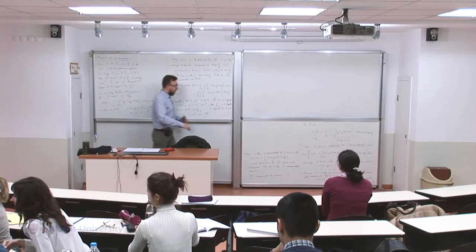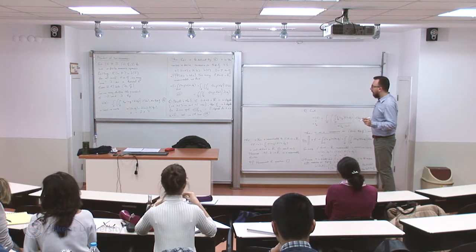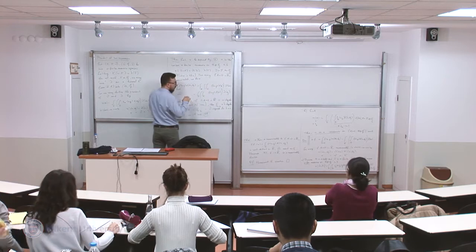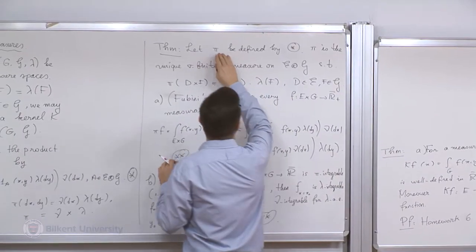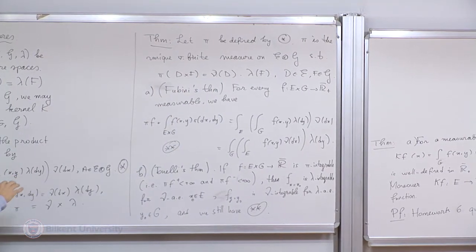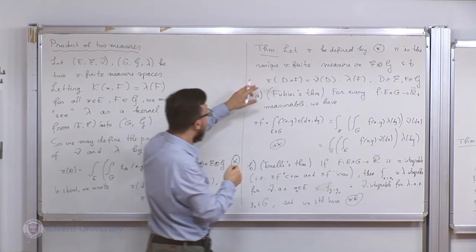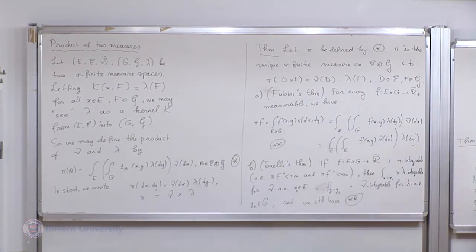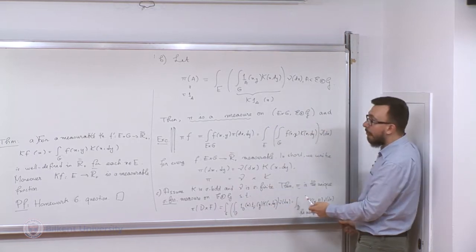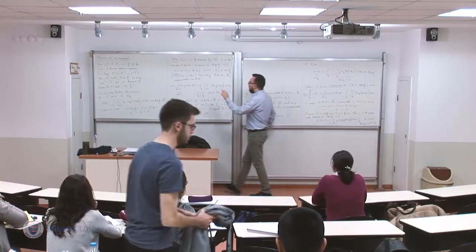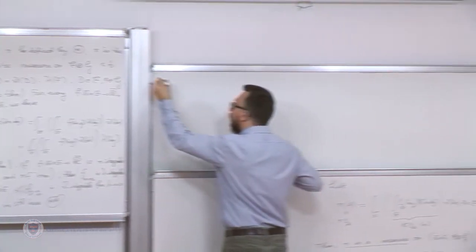Okay, so let's prove this theorem. So first of all, we can use the previous theorem to argue about the first part of this new theorem. So what does it say? Let pi be defined like this, which is the same definition as in the previous theorem. And then pi is the unique sigma finite measure on E cross G such that on measurable rectangles, this is this. So in other words, the first statement, up to part A, follows as a corollary to the previous theorem. So proof.